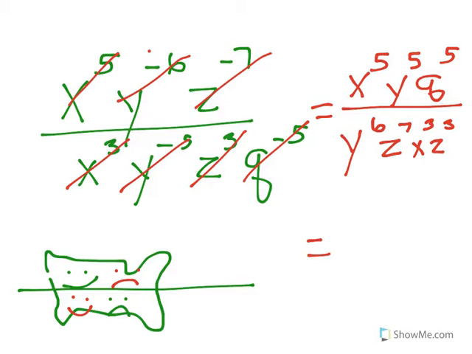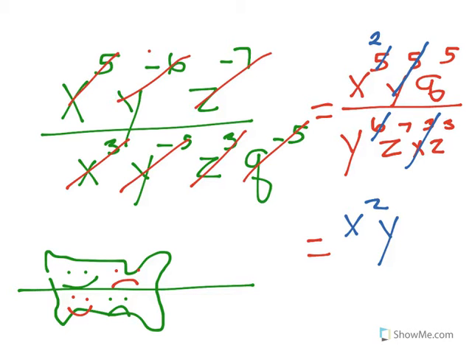This x to the 5th and x to the 3rd cancel. 3 of them are gone. It's like a little war there. And I get x squared left on top. I've got a y to the 5th and a y to the 6th. That means 5 of those are going to cancel. We're left with y on the top.